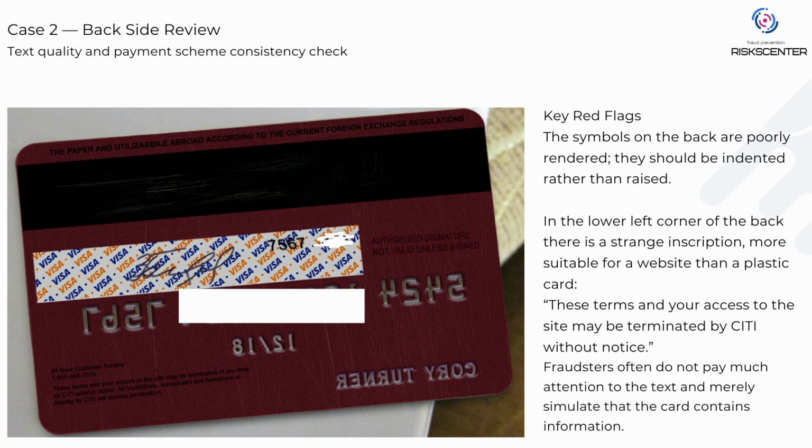Now look at the back side of this card. Pay attention to the symbols and the text quality. The symbols look poorly rendered, and the text does not look like standard issuer wording. In the lower left text block, there's a phrase that sounds more like website terms than card information. This is a useful warning sign. Fake cards often imitate the structure of real cards, but the text details are weak.